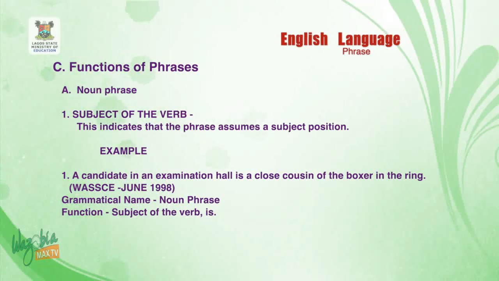The sentence is, a candidate in an examination hall is a close cousin of the boxer in the ring. A candidate in an examination hall is the underlined expression. Now, what's the grammatical name? The grammatical name is a noun phrase. It's a noun phrase because there is no finite verb in that particular expression. What's the function? Subject of the verb.